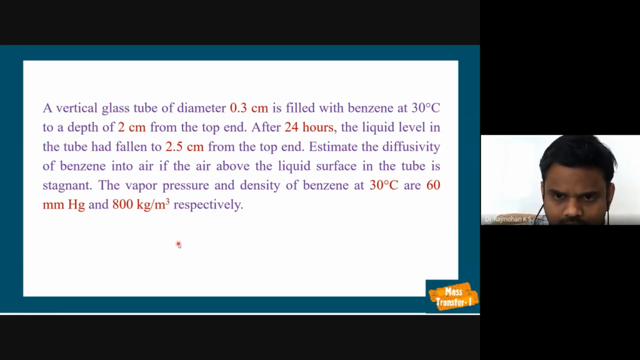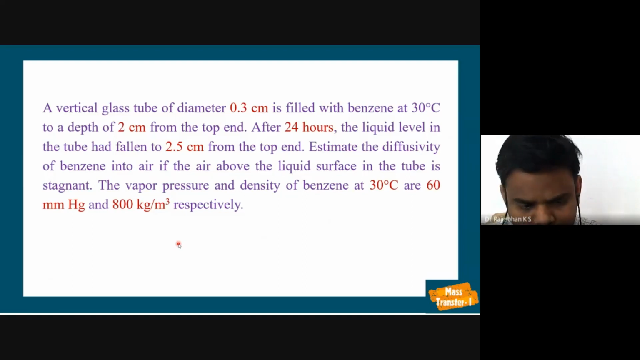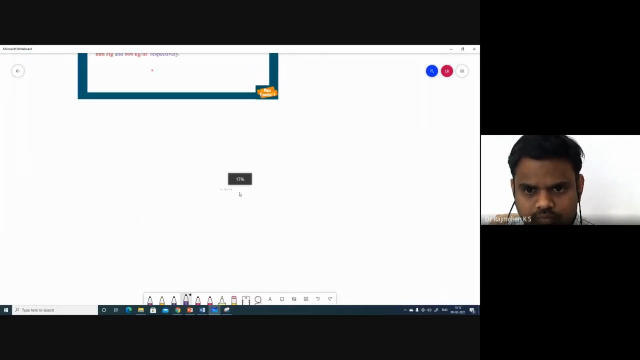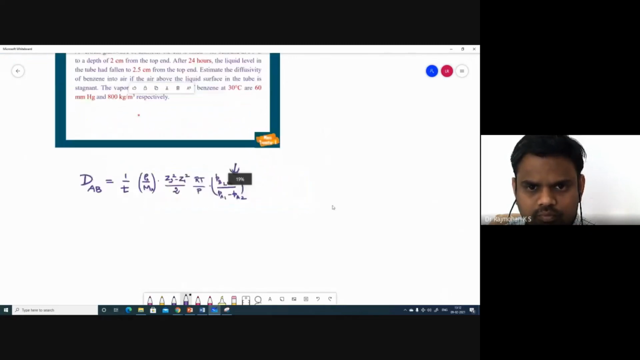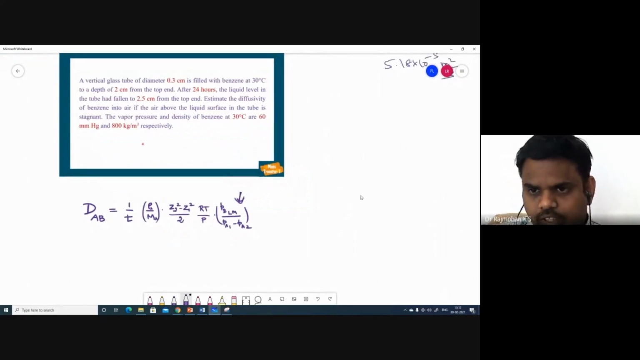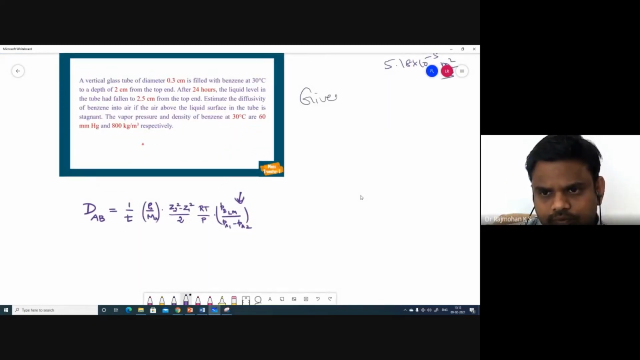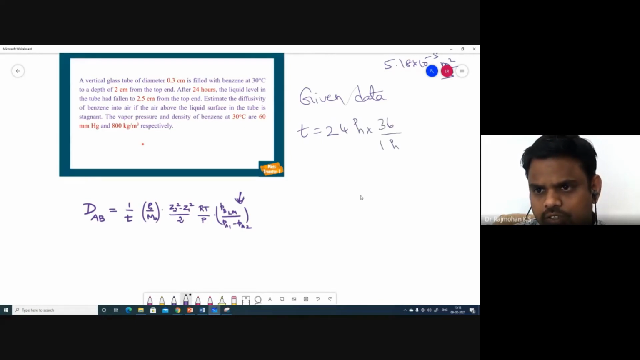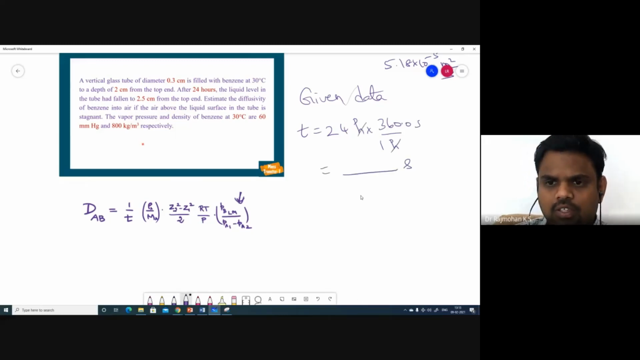So first we have to write the given data. So whatever is given, we can write down that. So what are the given data? You can start writing from the formula, T. First T is given 24 hours. That is 1 hour, 3600 seconds. This much seconds.